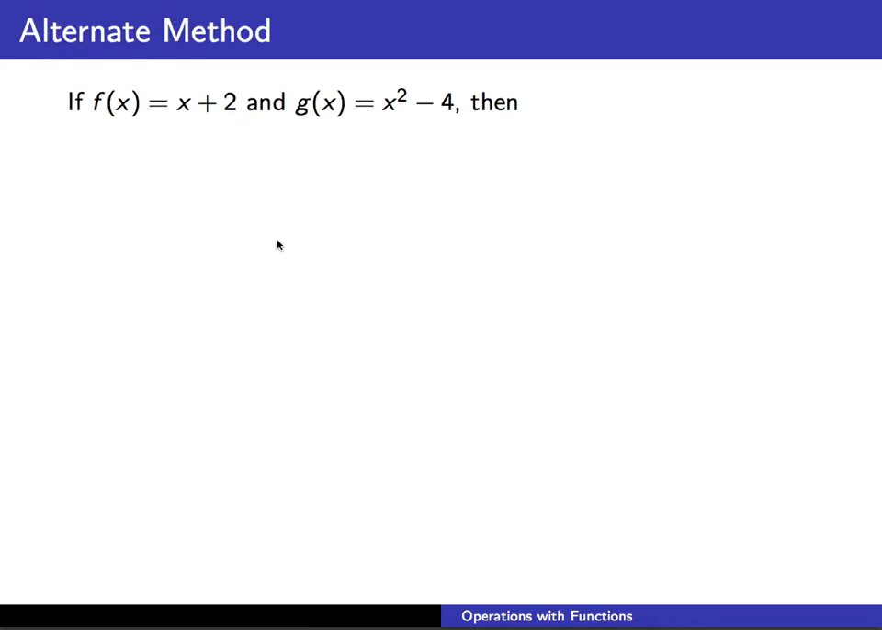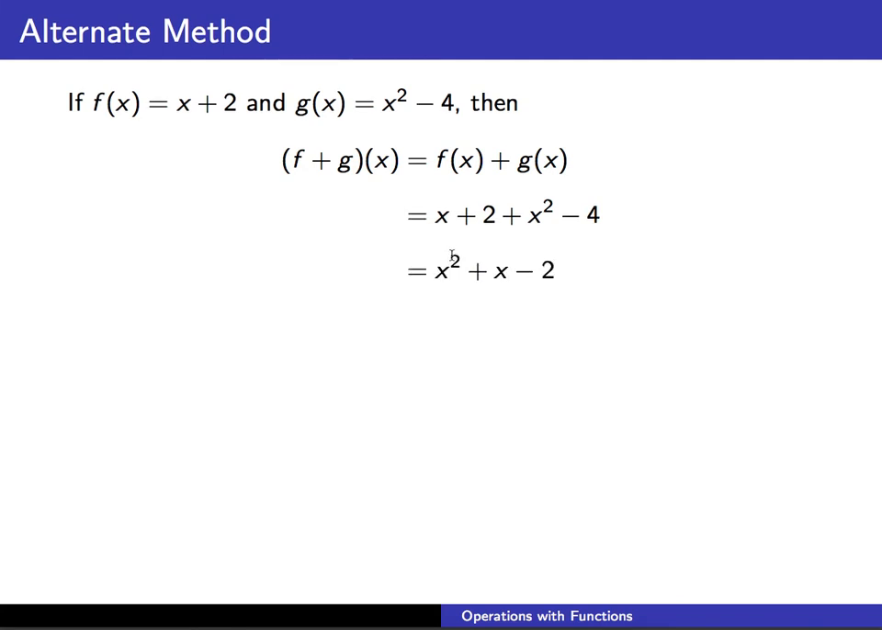However, what we could also do is first figure out what f plus g of x is. So f of x plus g of x, where we take the x plus 2 and add it to x squared minus 4, we get x squared plus x minus 2. And now if we want to evaluate f plus g of 3, we could just plug a 3 into this result, this x squared plus x minus 2. So 3 squared plus 3 minus 2 gives us 10.